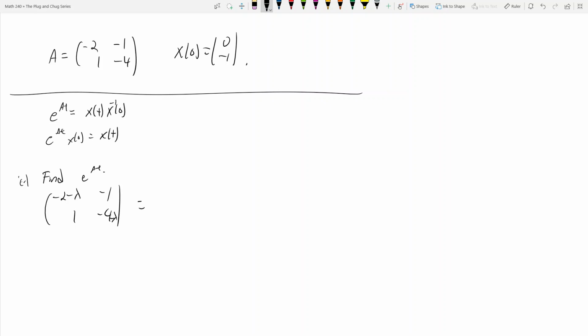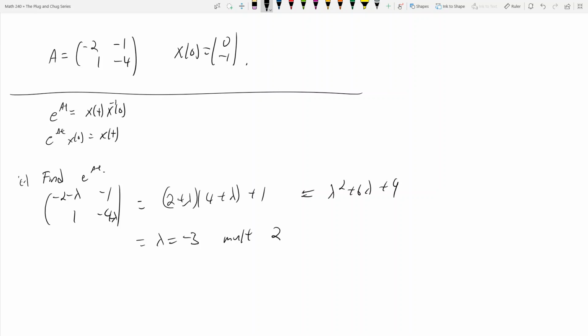And then what is this? This becomes 2 plus lambda times 4 plus lambda plus 1, which is lambda squared plus 6 lambda plus 9. And the reason why I knew that was because if you factor out a negative sign and you factor out a negative sign in here, you get -1 times -1, which is +1, and then you factor out a negative, so you get 2 plus lambda and 4 plus lambda. And then, okay, so this means that lambda equals -3 with multiplicity 2.